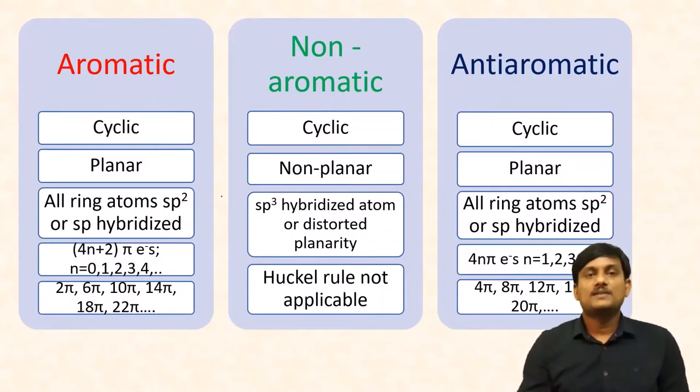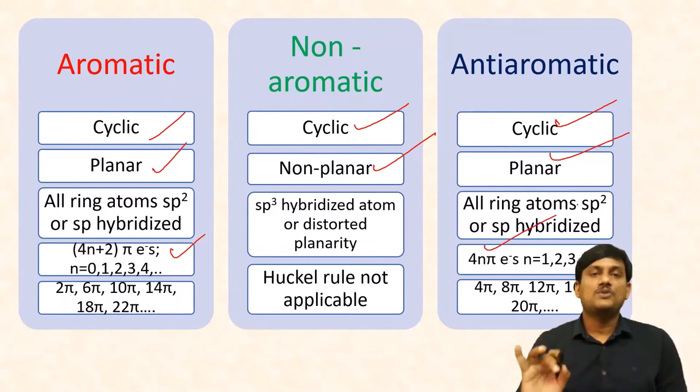Let us revise the conditions for aromatic, non-aromatic and anti-aromatic. For aromatic, it should be cyclic, planar, with 4n plus 2 pi electrons. For non-aromatic, cyclic non-planar. For anti-aromatic, cyclic, planar and 4n pi electrons.